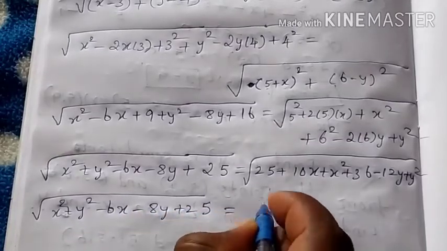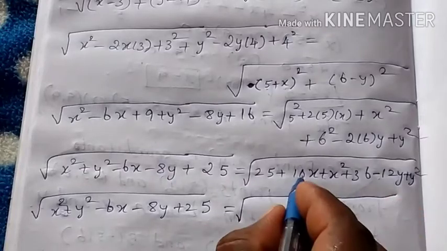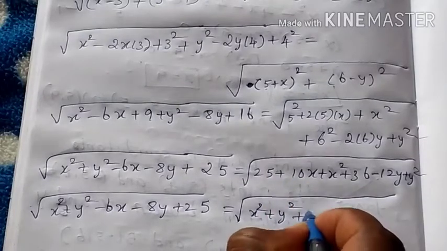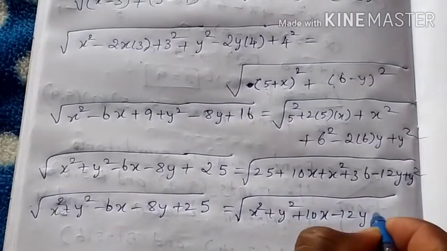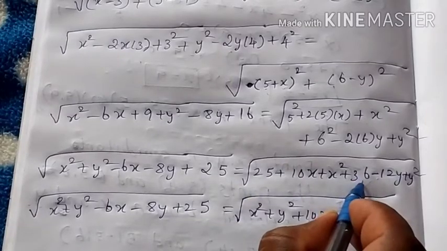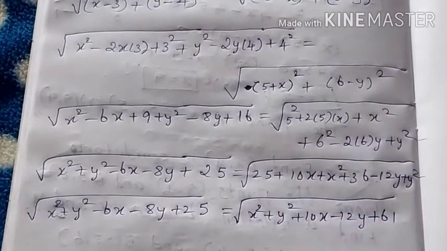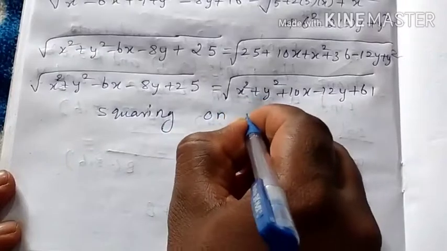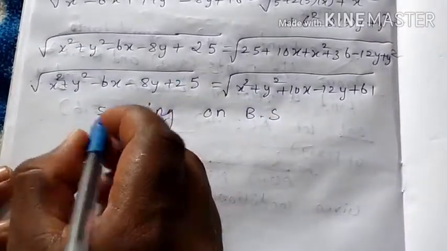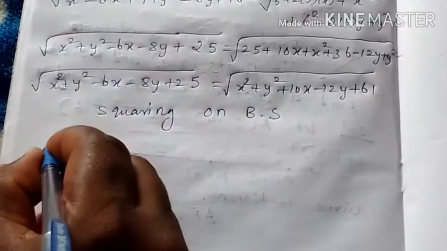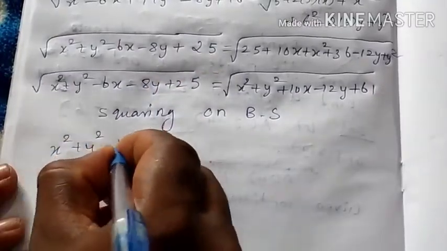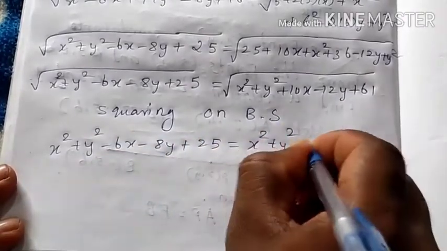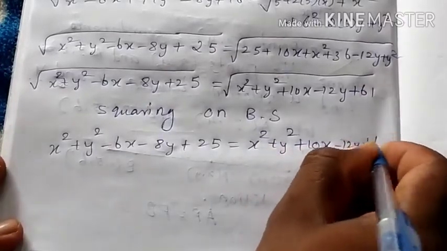The LHS side is no change. The RHS side is x square plus y square plus 10x minus 12y, and comparing the constants, 25 plus 36 equals 61. Squaring on both sides, we eliminate the square root. So x square plus y square minus 6x minus 8y plus 25 equals x square plus y square plus 10x minus 12y plus 61.